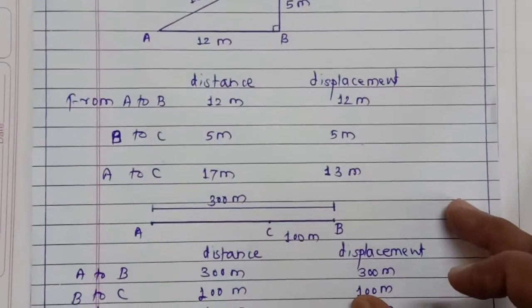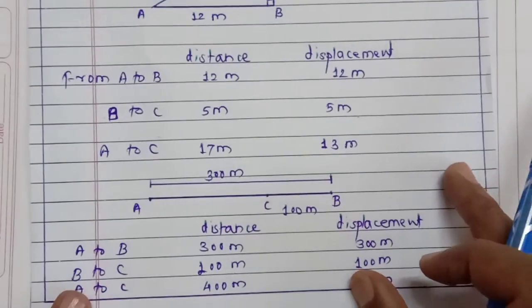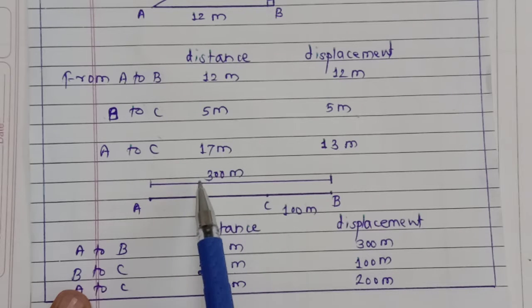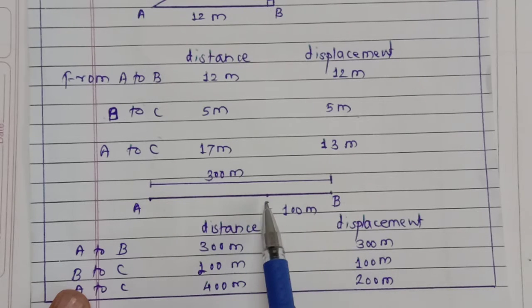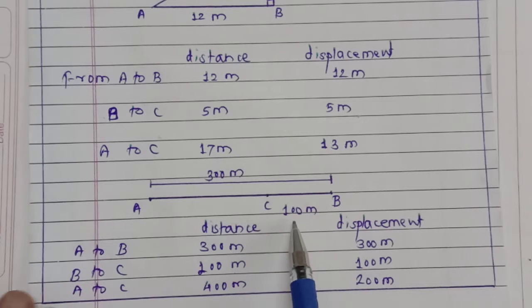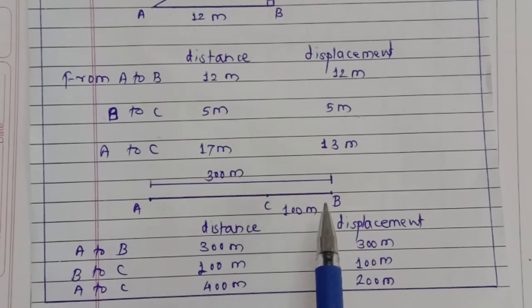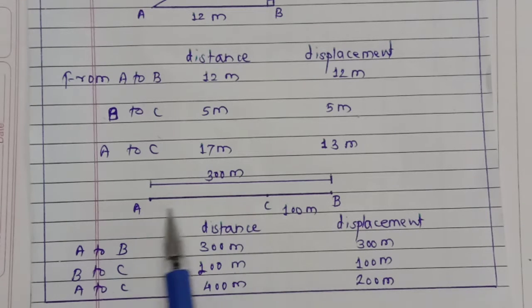One more example in this case. Suppose this is a straight path from A to B of length 300 meters, and the distance between B and C is 100 meters. Suppose a person starts to move on this path. Then the distance covered by him from A to B is 300 meters, the length of the actual path traveled. Displacement is also 300 meters. As I told you, distance and displacement along a straight line are the same.